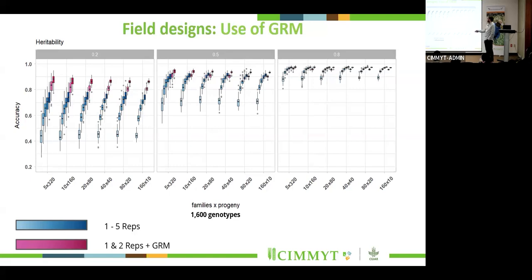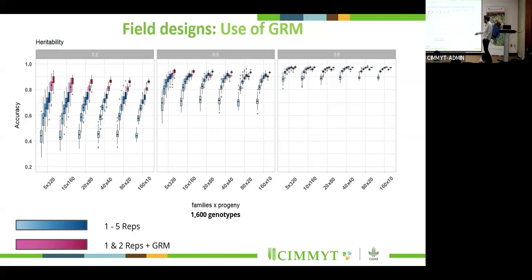If you have 2 reps, like we were saying earlier, there's diminishing returns. You don't go from 0.45 to 0.9, you go from 0.45 to 0.58. And this is in the low heritability situation. In the high heritability situation, you're starting out at very high, and the accuracy gains are smaller.